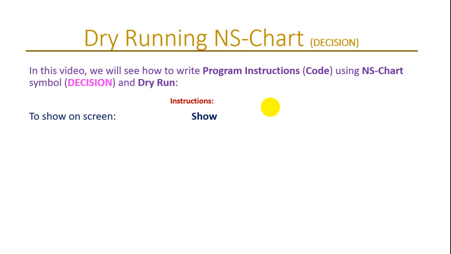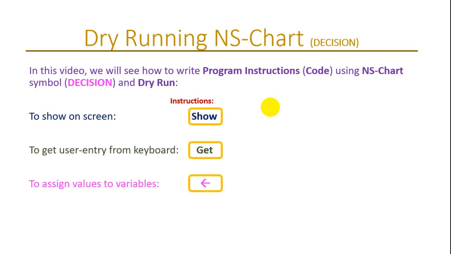The instructions we are going to use are show, get, and the arrow. Remember, these are the only three commands we have. We can't use any other commands. This is all you have to stick to. No other things are available. We have decided on that, so we go along with this.